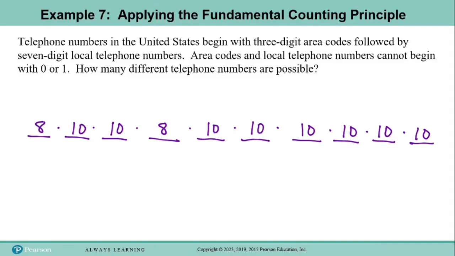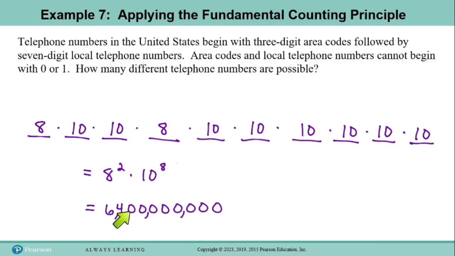Okay, so what we're going to do, instead of typing these individually into our calculator, is we're going to take advantage of exponential notation again. So there are 2 8's, so I'm going to write 8 to the 2nd power, and that's going to be multiplied by 10 to the 1, 2, 3, 4, 5, 6, 7th, 8th power. So 8 to the 2nd power times 10 to the 8th power, and that's what you enter into your calculator, and we'll come out with 6,400,000,000 different telephone numbers that are possible with this arrangement.